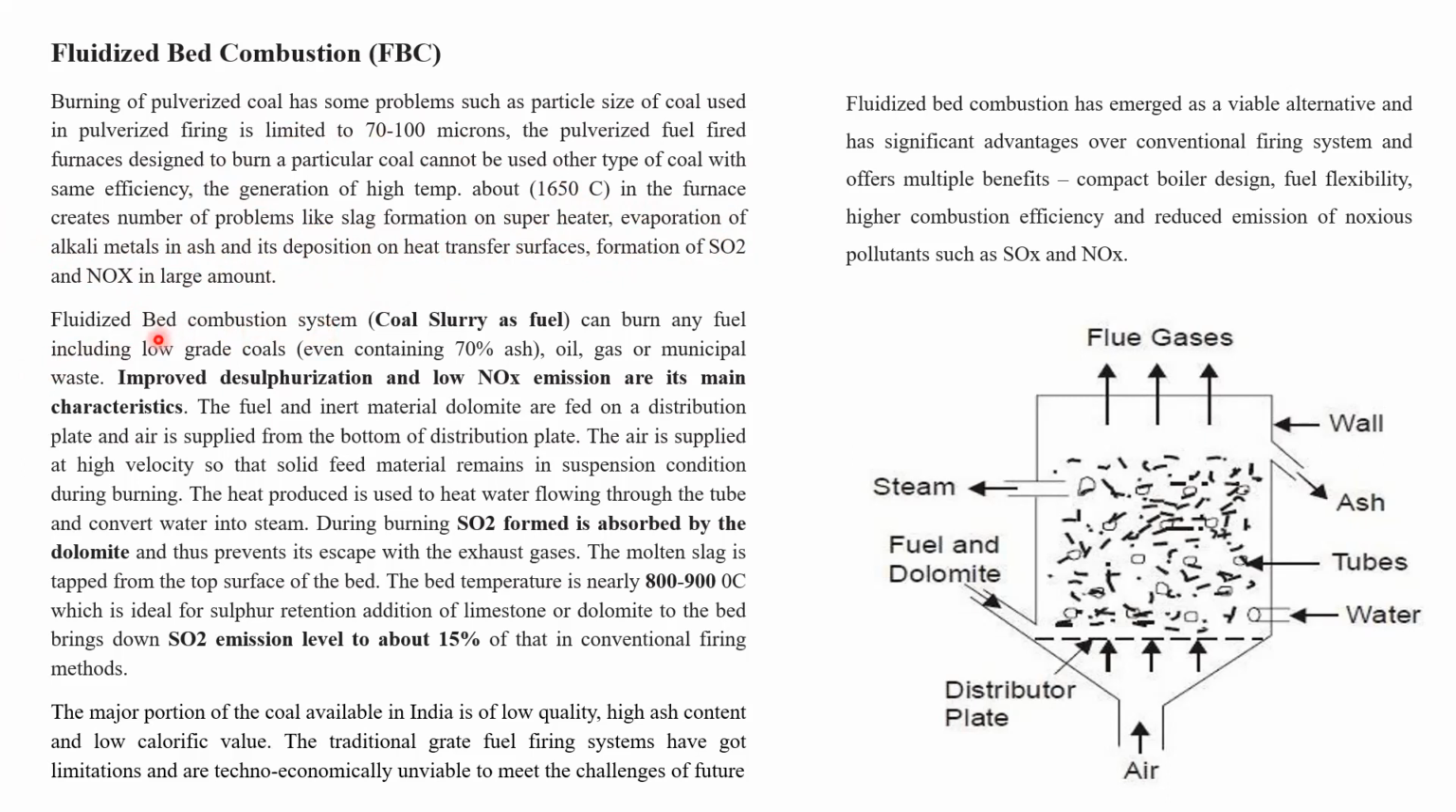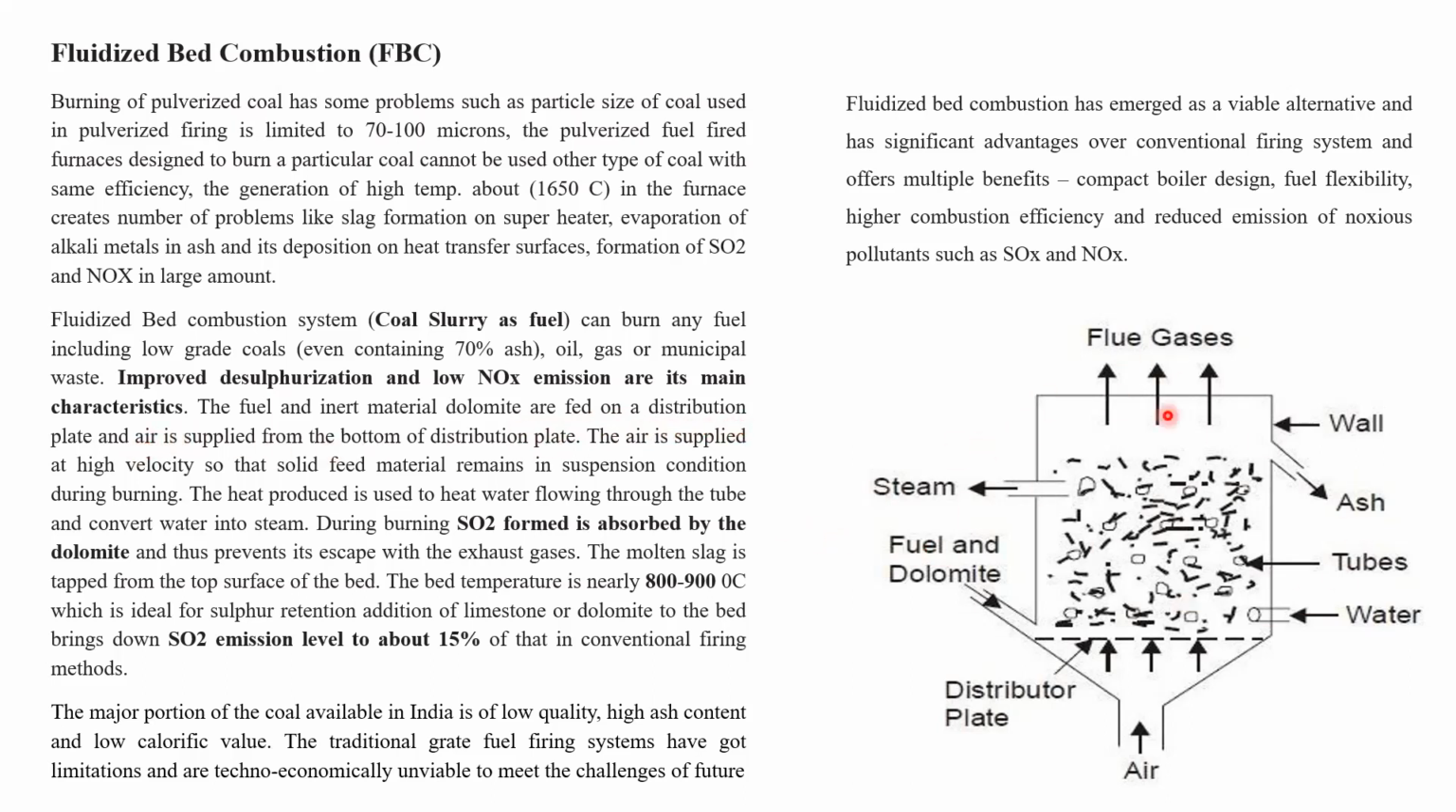Fluidized bed combustion system, that means coal plus water or coal plus liquid, is being used as a fuel. It is called coal slurry, and it can burn any fuel including low grade coals, most importantly even those containing 17% of ash, as well as oil, gas or municipal waste. Improved desulfurization and low NOx emissions are its main characteristics. The fuel and inert dolomite are fed on a distribution plate.